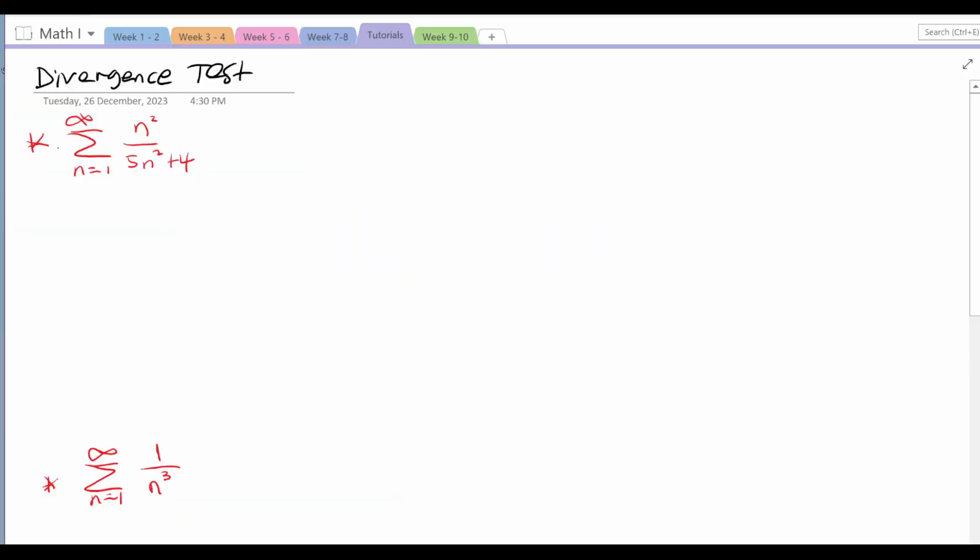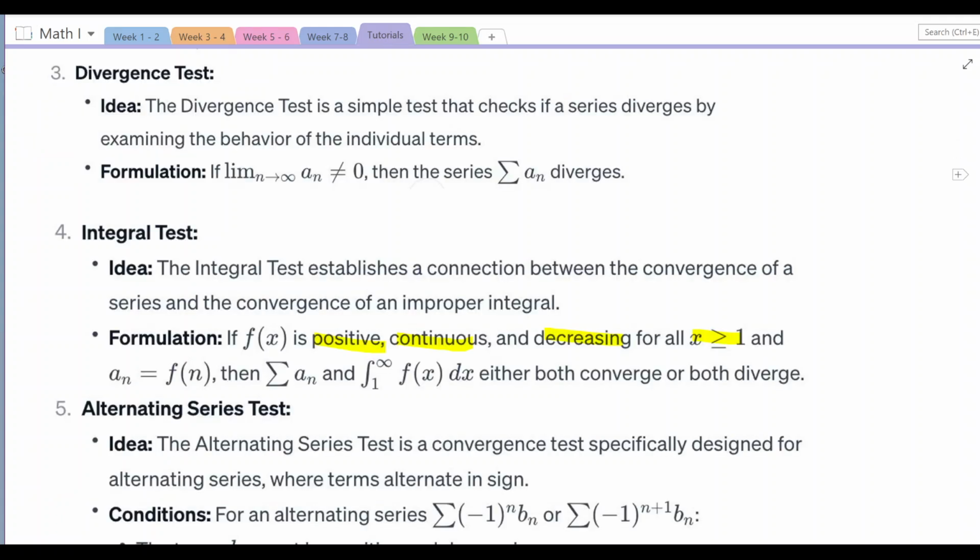Okay, let's do a couple of examples on the use of the divergent test for determining the convergence of a series. Just a reminder, let's have a look at our previous slide, the use of the divergent test. In this case, we simply take the limit of the series as n approaches infinity. If the limit is not equal to 0, then the series of a sub n diverges.